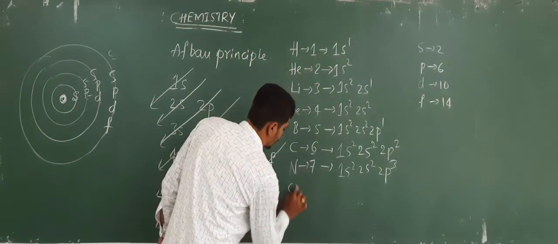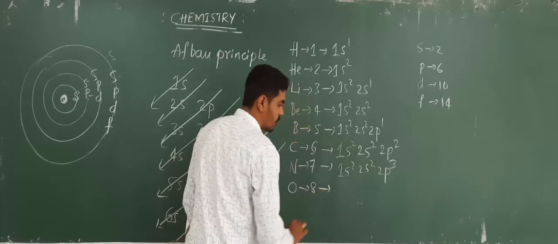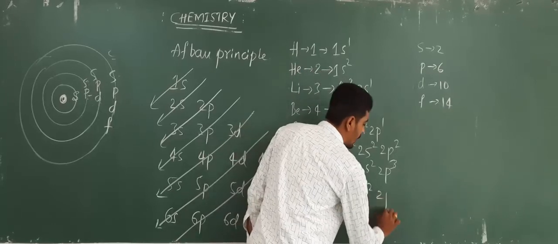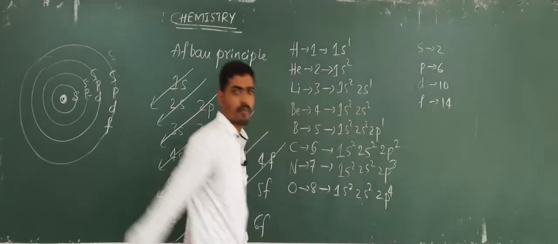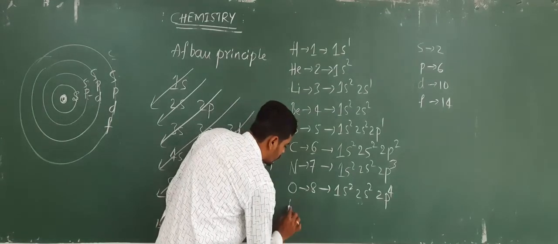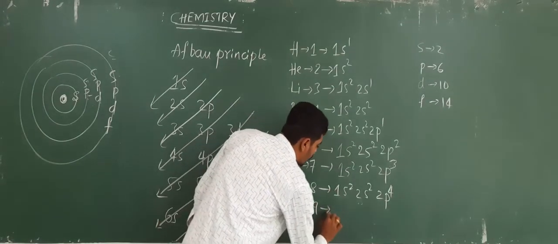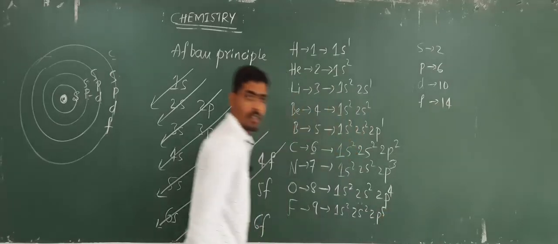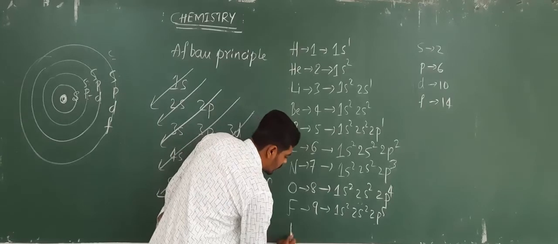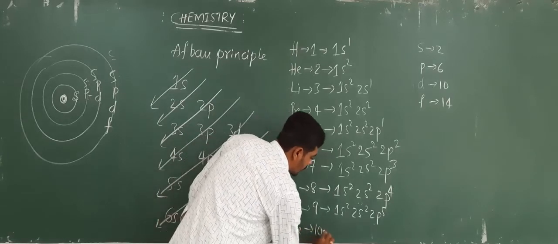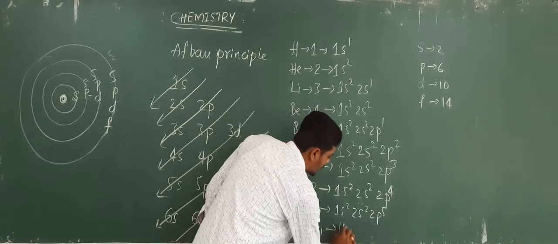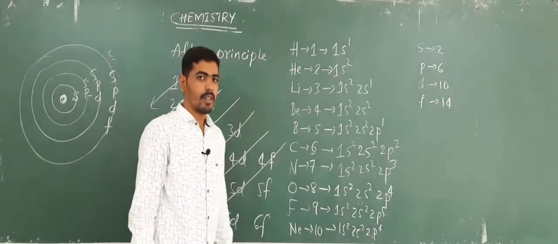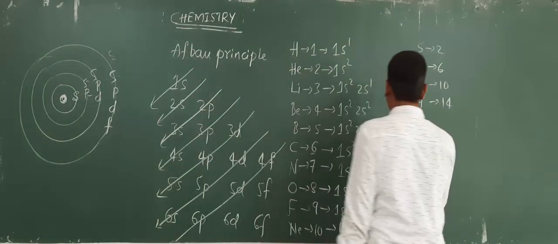Then oxygen, what is the atomic number? 8. So 1s2, 2s2, 2p, next 4. Then fluorine, that is 9, 1s2, 2s2, 2p5. Then neon, atomic number is 10. 1s2, 2s2, 2p6. Then after neon, what comes?